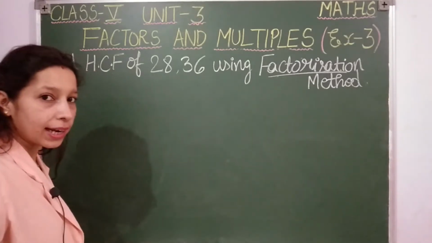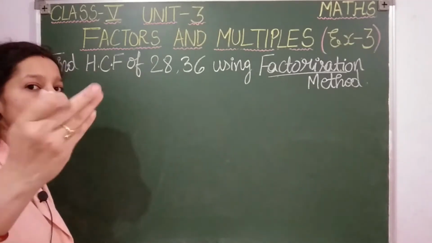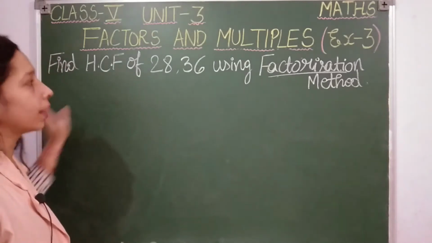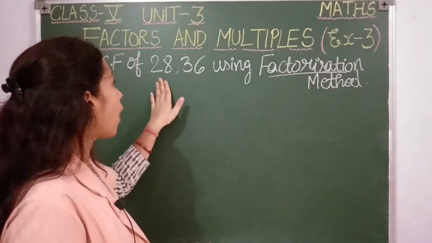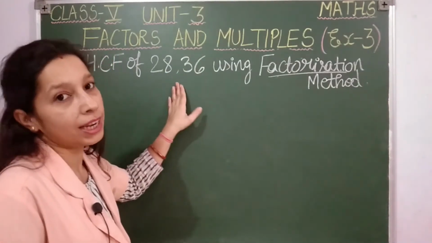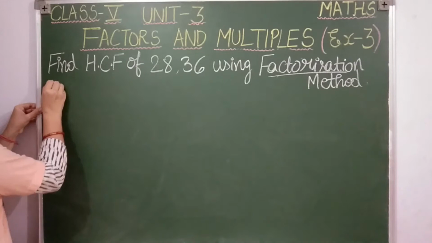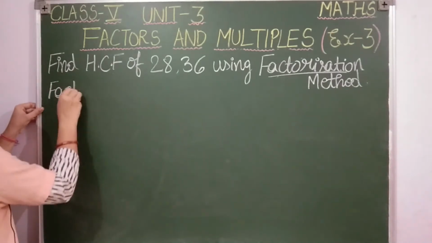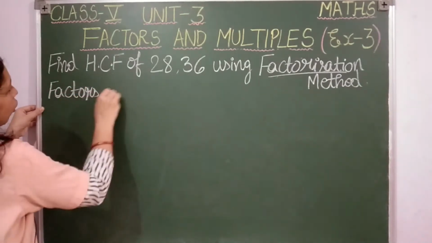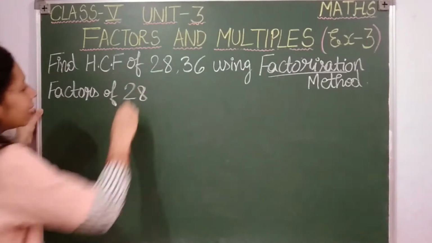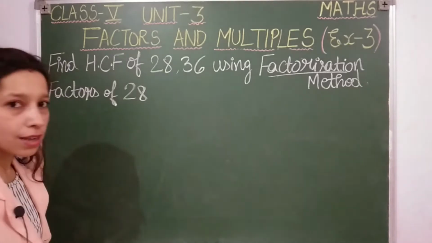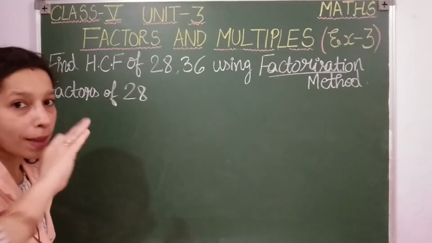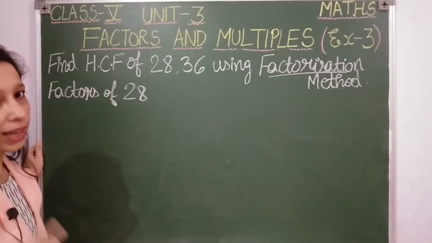To find the highest common factor, the first step is to calculate the factors of each and every number. To find the HCF using the factorization method, step 1 is to find the factors of every number. So here I'll write, students, factors of 28. Factors of 28 means I want such numbers that, on dividing 28 by those numbers, 28 should be exactly divisible without leaving any remainder.